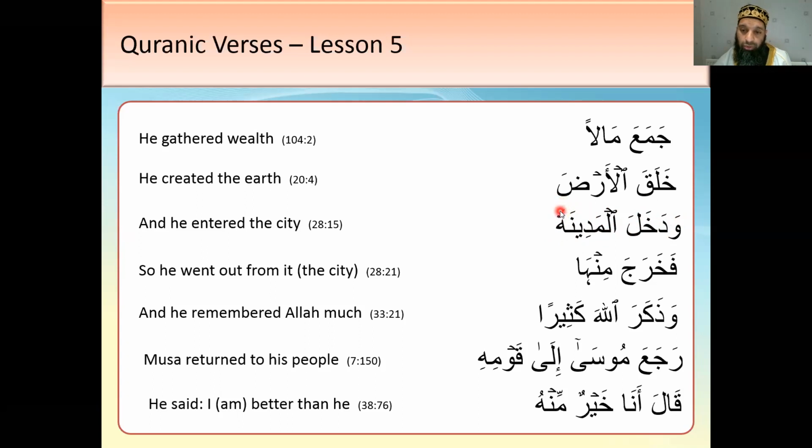If it said وَدَخَلَ الْمَدِينَةُ, what would the translation be then? She entered the city? Nope. I entered? They entered? No. وَدَخَلَ means and he entered. Al-Madinatu. Medina entered. Yes.